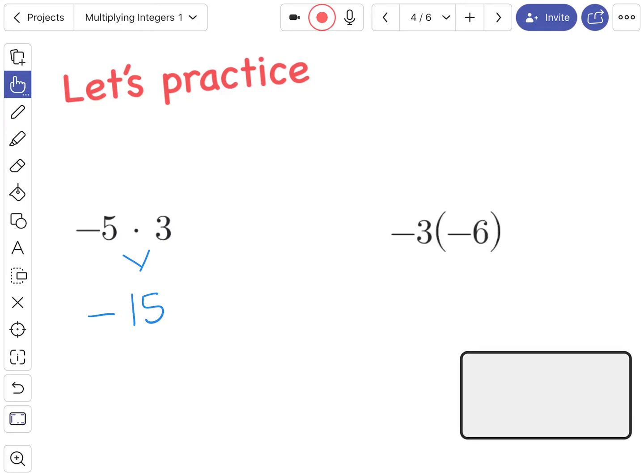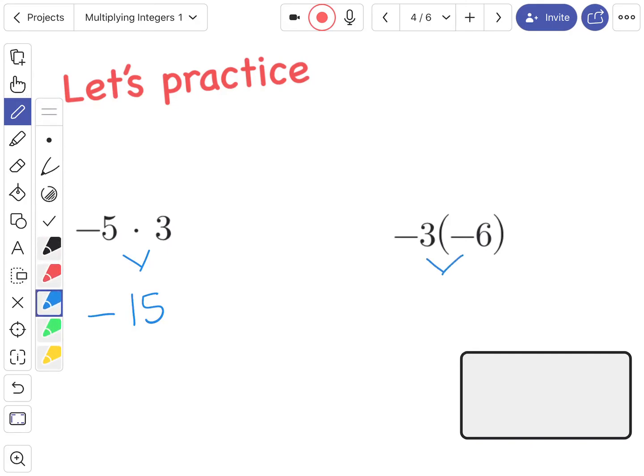For the next problem, you need to remember that a number right next to another number in parentheses means multiplication. So this is the same as multiplication. Negative times negative is a positive. 3 times 6 is 18. Now, of course, you don't need the plus sign there, but sometimes while you're practicing and getting to know your rules, it's nice to write that down just so you remember.